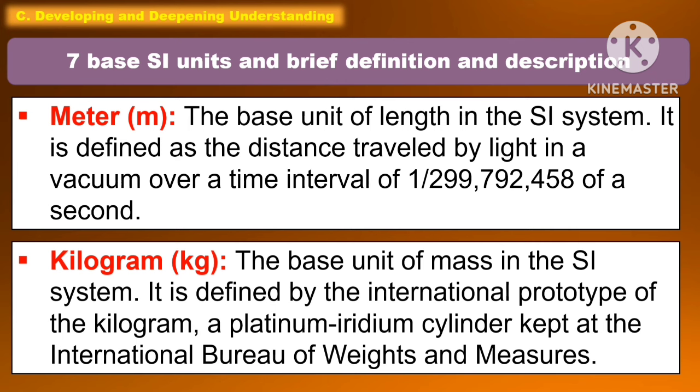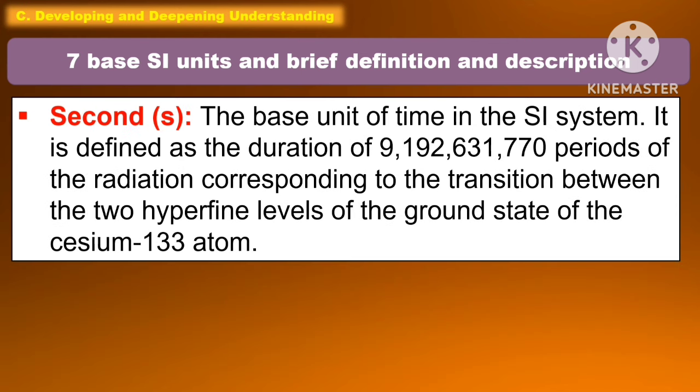Another base SI unit is the kilogram, the base unit of mass in the SI system. It is defined by the international prototype of the kilogram, a platinum-iridium cylinder kept at the International Bureau of Weights and Measures. Another SI unit is the second, the base unit of time in the SI system.